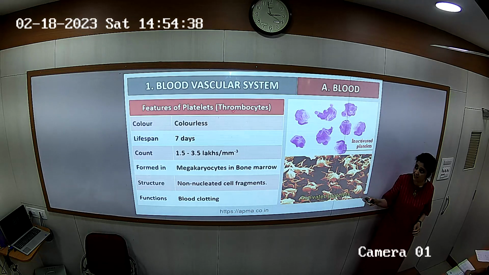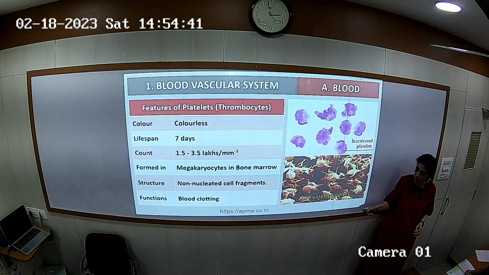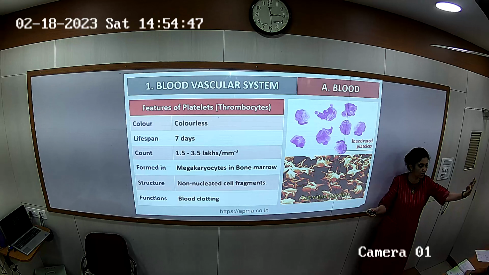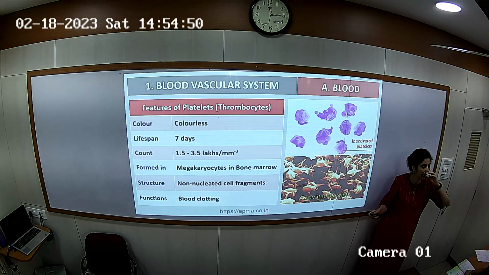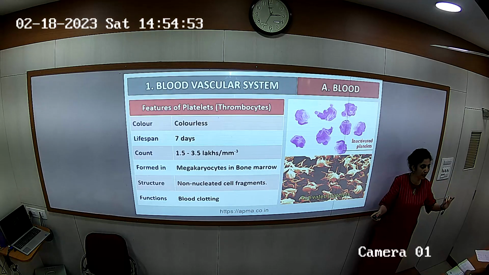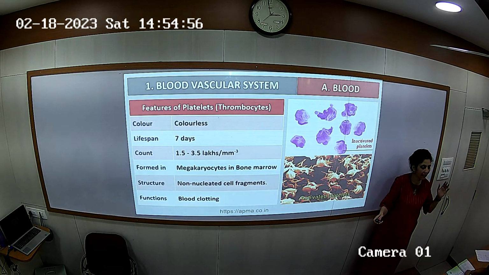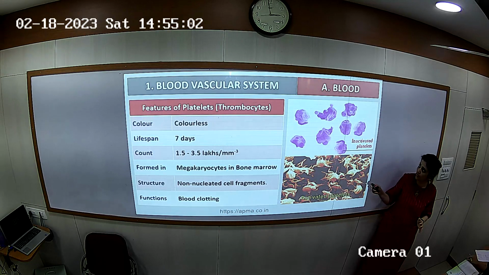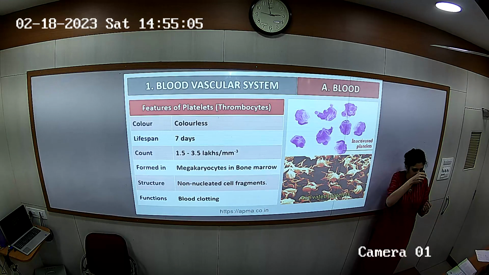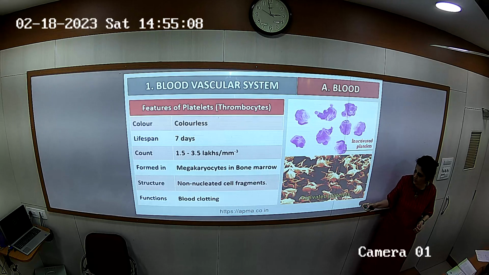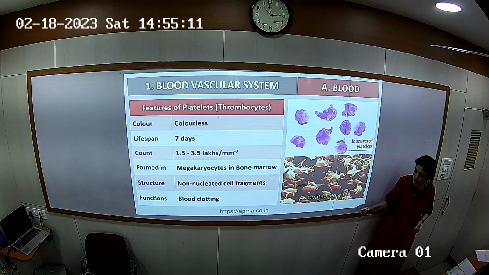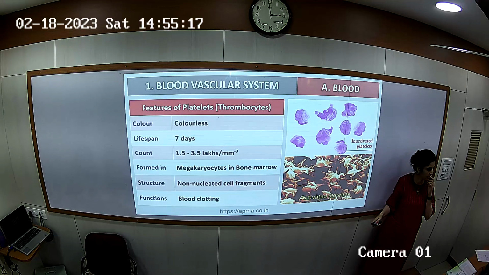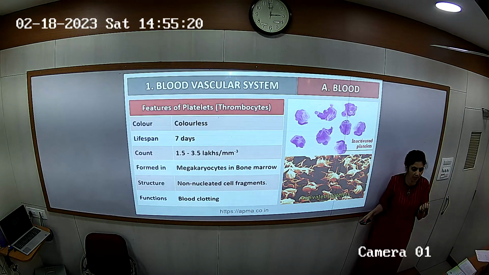Platelets are colorless. Lifespan is only 7 days. Count is 1.5 to 3.5 lakhs per cubic millimeter of blood. All the counts, RBC, WBC and platelets, are per cubic mm of blood, and hemoglobin is per 100 ml of blood. Okay, formed from the megakaryocytes in the bone marrow. So megakaryocytes come out of the bone marrow and small pieces are broken off the megakaryocytes, and these are actually the platelets. Structure: non-nucleated cell fragments. Function: blood clotting. Okay, there are certain factors which initiate blood clotting.